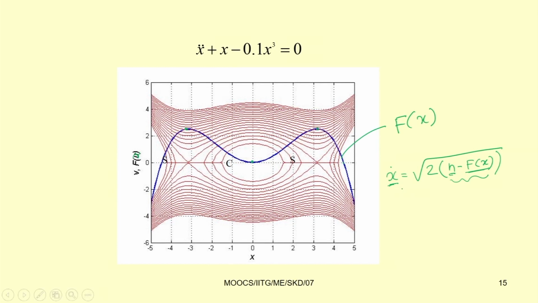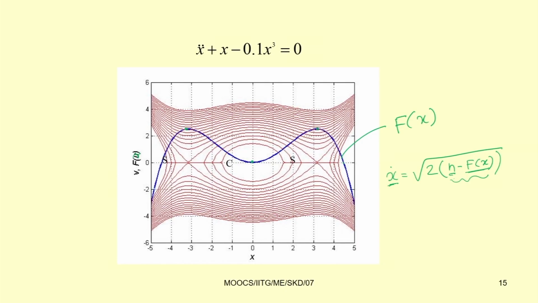So, you just see, let us take this line, we can take any line. Let this be constant h. You take any value of h and then start plotting the x versus x dot. By taking a value of h less than this, there will be no flow. If you take a value of h greater than F(x), then only there will be some motion in the system.